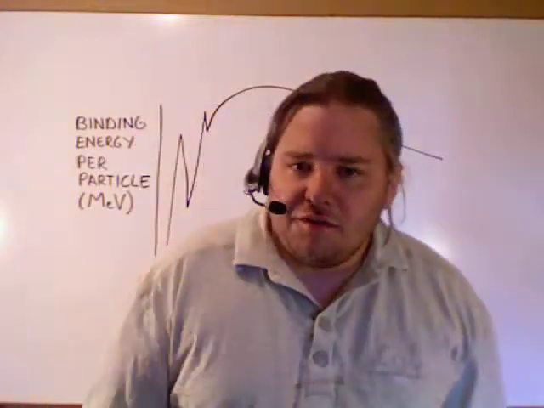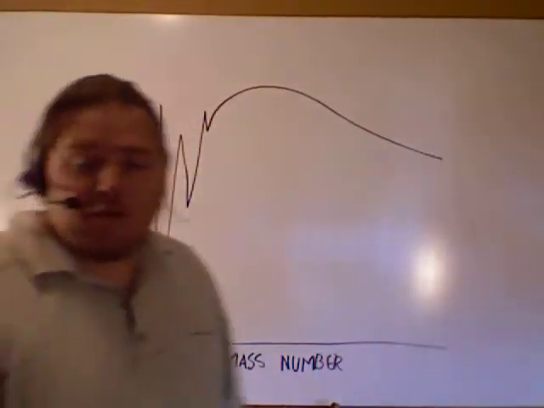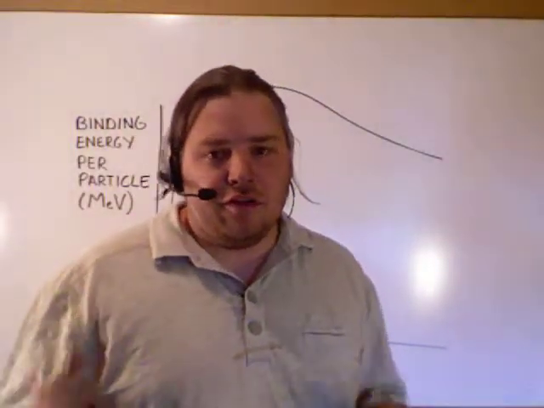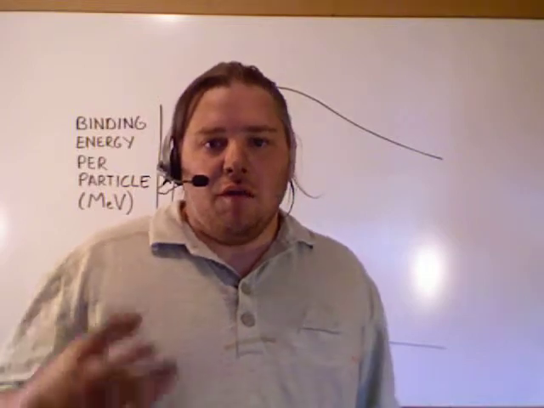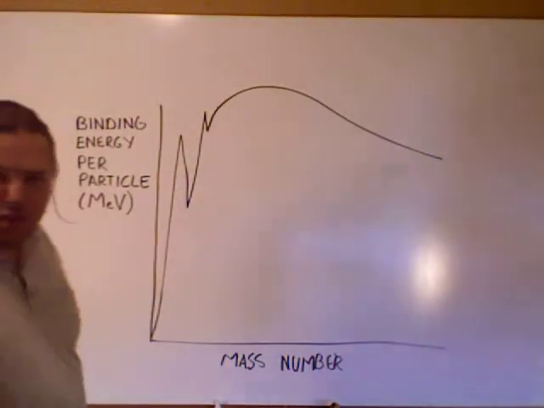Now, what I wanted to do real quick is talk about this graph. You may see this graph on the AP exam, you may see this graph on the IB exam. Both of them have that nuclear energy component to it. But I really wanted to quickly talk about it. So this is binding energy per particle. We came up with that.